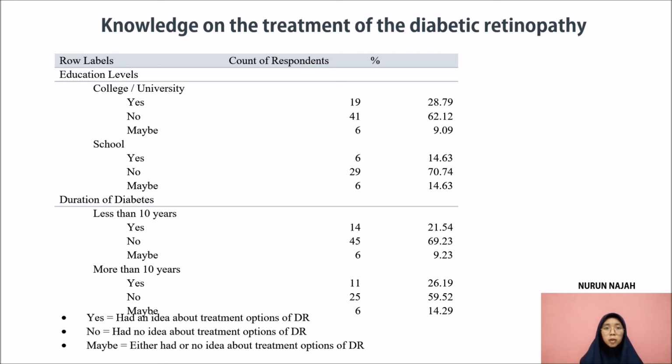For education level, both college and school have the highest respondents that answered no, which are 62.12% and 70.73% respectively. There are still few respondents that answered yes for this knowledge. The number of respondents that answered yes for college and school is 90 and 6 people respectively. Based on the duration of diabetes, respondents that answered yes are 40 and 11 people for less and more than 10 years respectively.